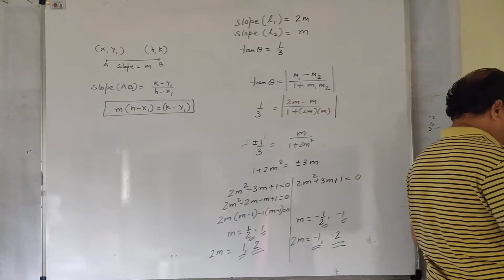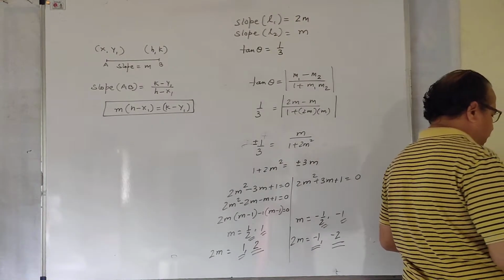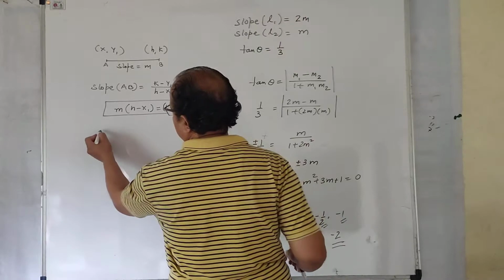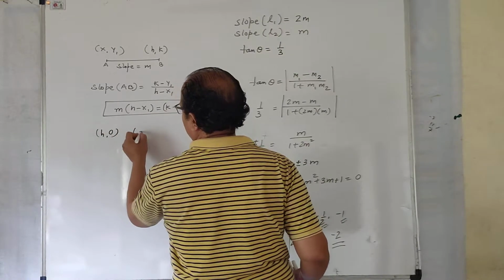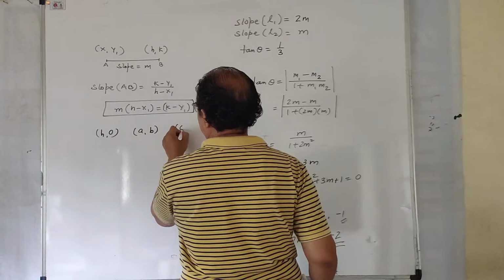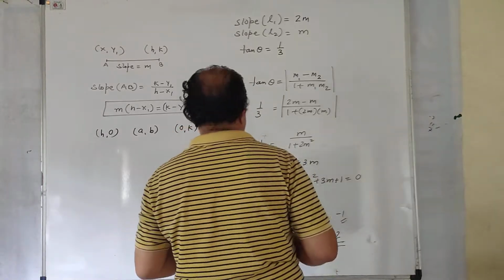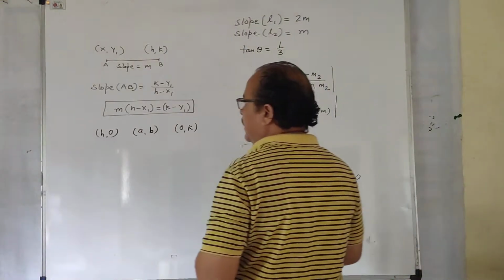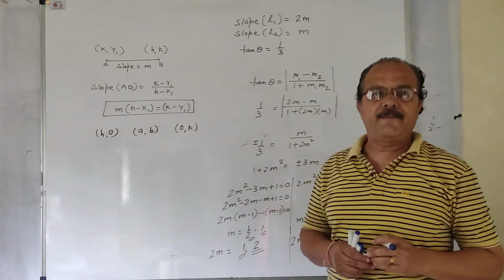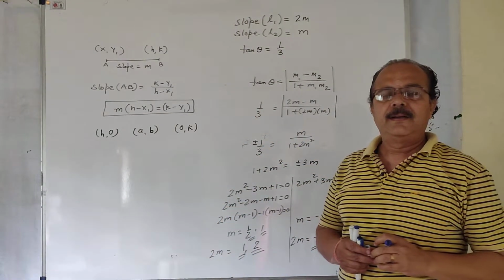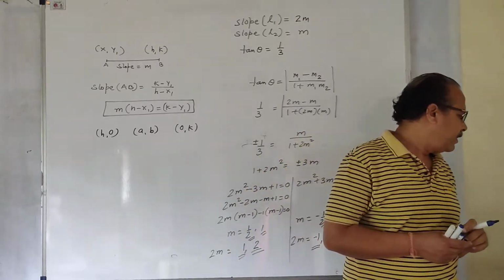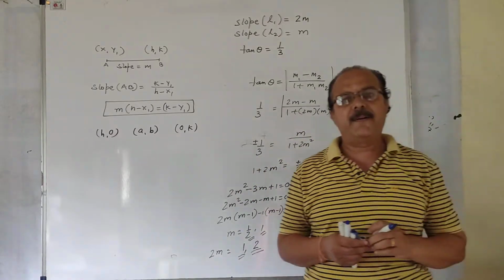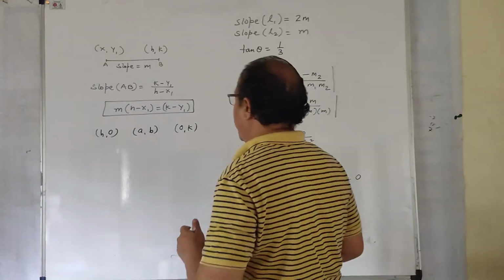Then next we have 3 points (h,0), (0,k) and (a,b). These are the 3 points lying on the line. We have to show that x upon a upon h plus b upon k is equals to 1.